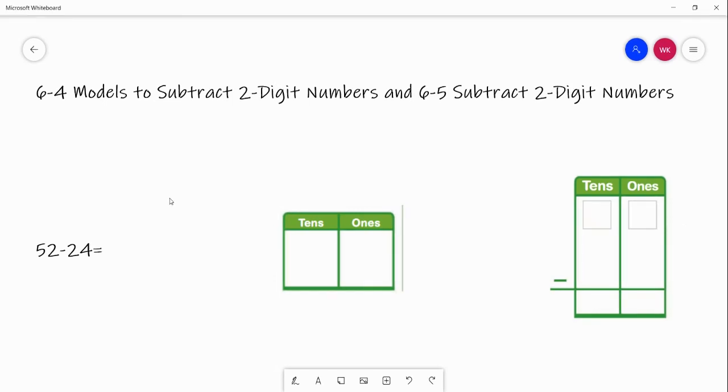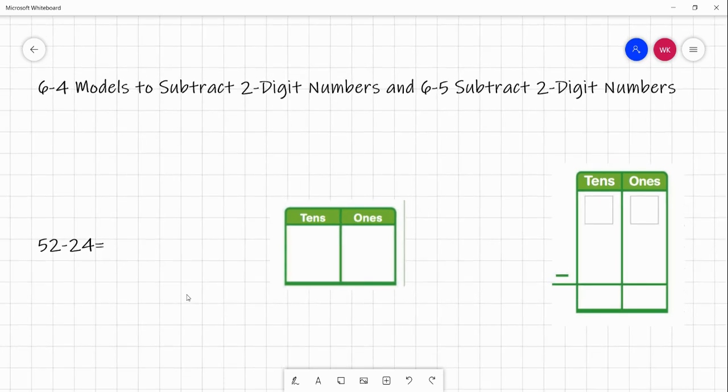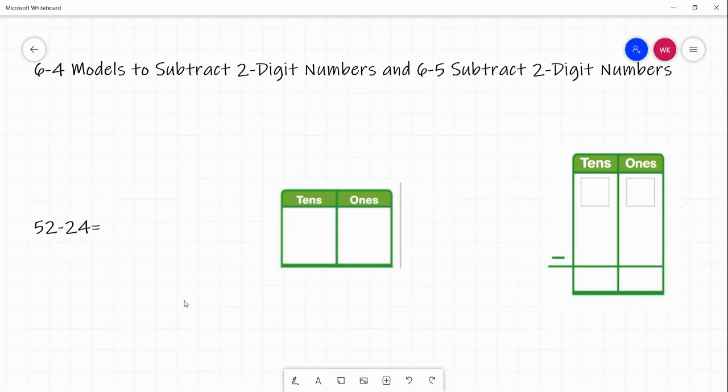Hi, second grade. Just like I did for last lesson for the 6-2 and 6-3, I combined also these two lessons together because 6-4 models, so shows you how to subtract two-digit numbers, and 6-5 actually does the work, actually subtracts two-digit numbers from two-digit numbers. So I combined these lessons together, excuse me, because it's the same concept. All right, so let's go ahead and get started.